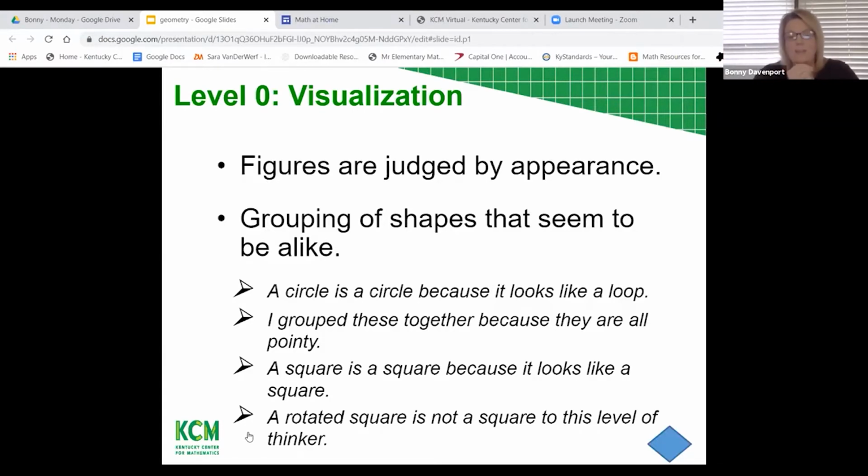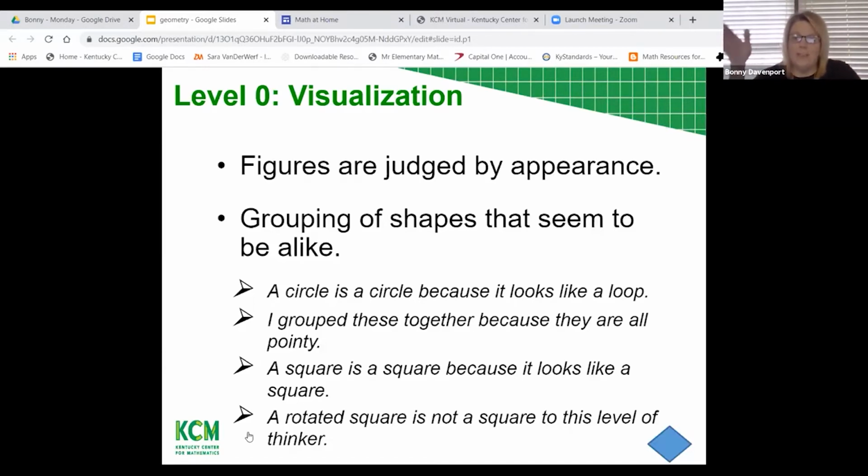A square is a square because it looks like a square, and that's what my son told me. Why is that a square, son? Because it's a square. Couldn't tell me anything other than that. And for thinkers at this level, a rotated square is not a square because it's turned. So when I showed that shape to my son, I know you can think about what word he told me that was. He did not say it's a turned square, Mom. He said it's a diamond. And because his teacher has blessed it, I cannot unbless it out of his little mind. It's going to take some time.